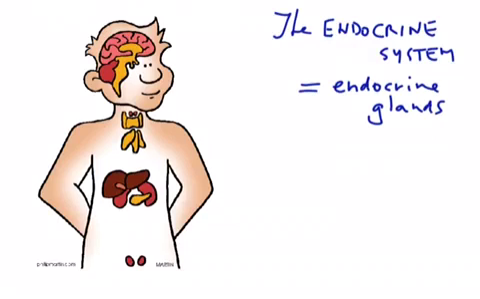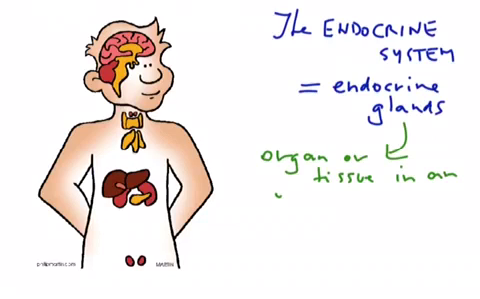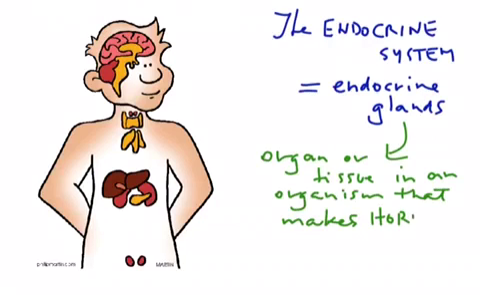And an endocrine gland is an organ or tissue in an organism that makes hormones. And there are a variety of these organs and tissues in the human body. Some of them are shown on this cartoonish kind of character that we can see on the left here.